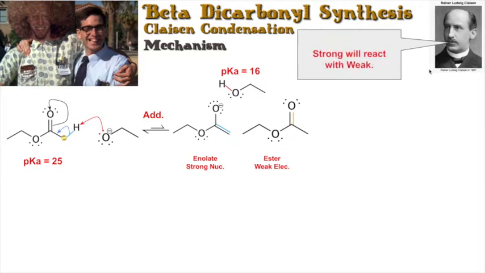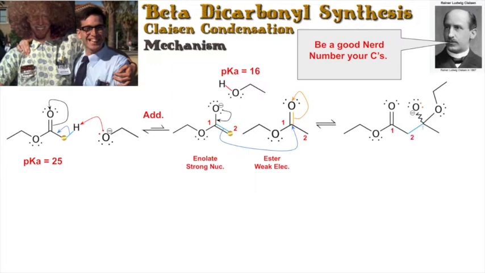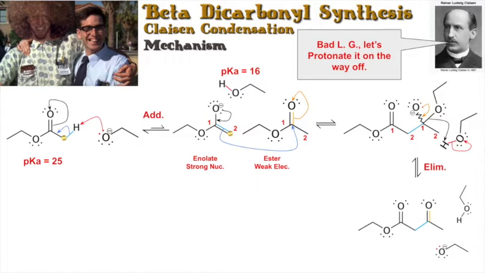So now we have a strong enolate nucleophile and a weak ester electrophile, but they're strong enough to react. So we put the roach hinge in there, boom, boom. Got our carbon-carbon bond. Number our carbons, make sure we didn't miscount. That's a bad leaving group, so you know what I like to do during the elimination. I like to protonate it on the way off, and I know that basically looks the same, but it's just like the pattern that we follow.